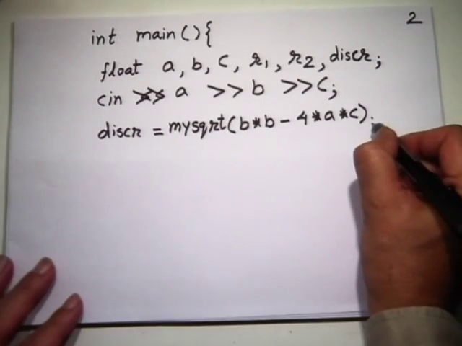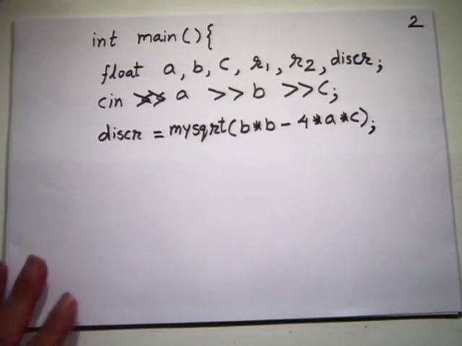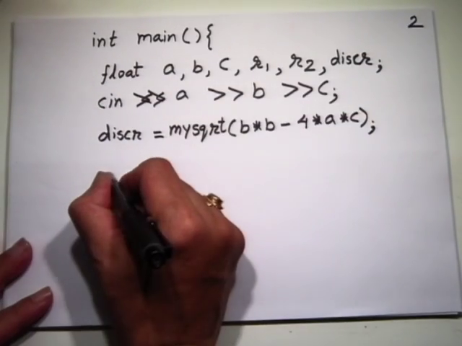Once I have the square root, I have to calculate two different roots. Please note that in C++, there is nothing like an algebraic notation which says minus B plus minus. You can't say plus minus. No expression calculates two values simultaneously. You can't say R1 comma R2 equal to this. Every value has to be calculated independently. And therefore, we shall write two statements.